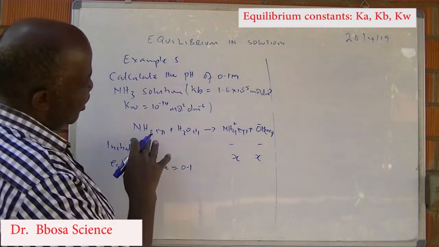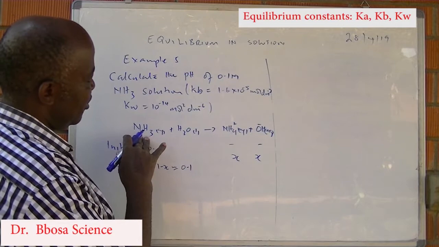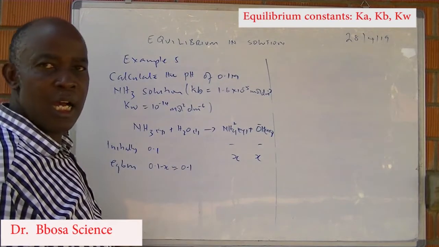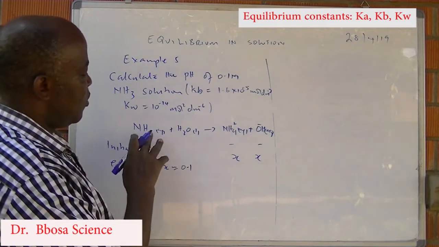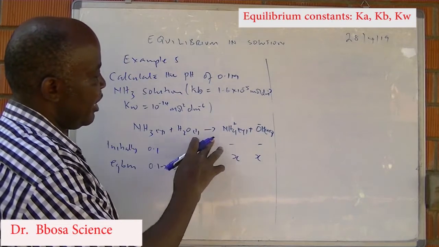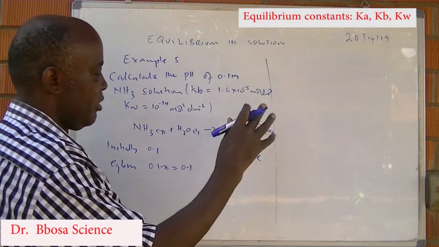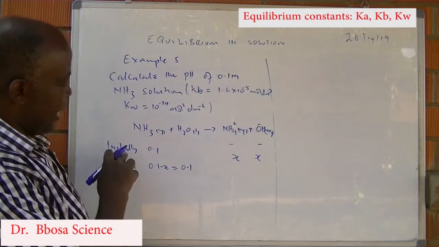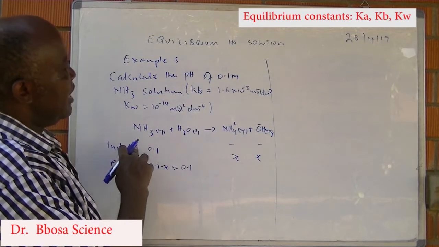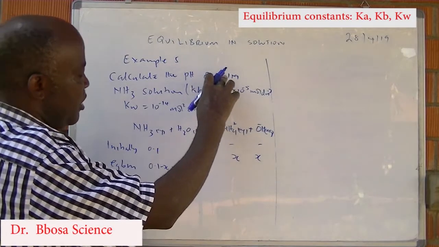So what do we do? First, we write an equation for the ionization of ammonia in water, which is ammonia plus water. You get ammonium ion plus hydroxyl ion. Initially, they have told us the concentration of ammonia is 0.1.